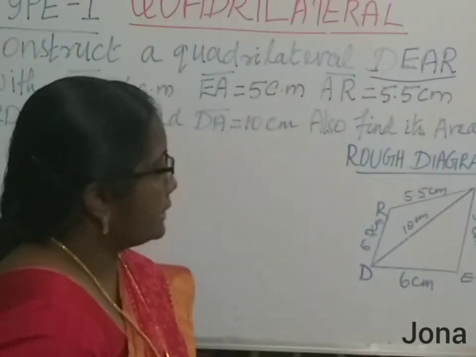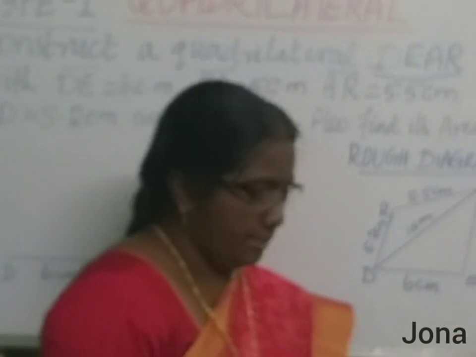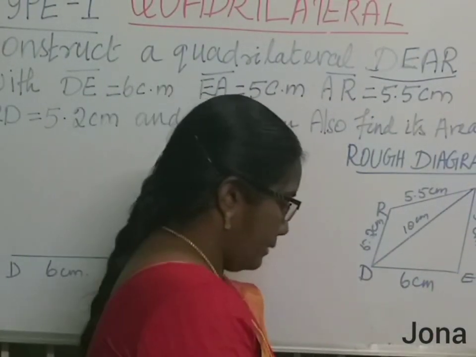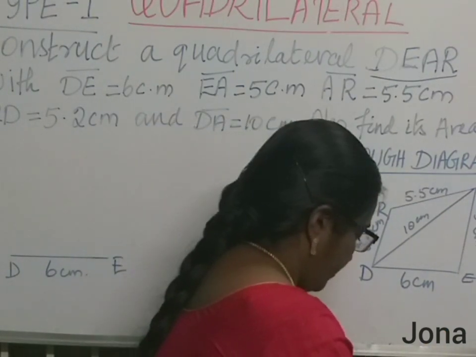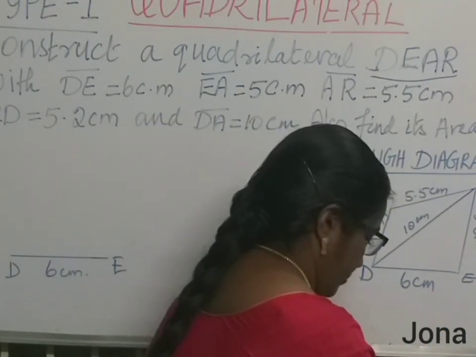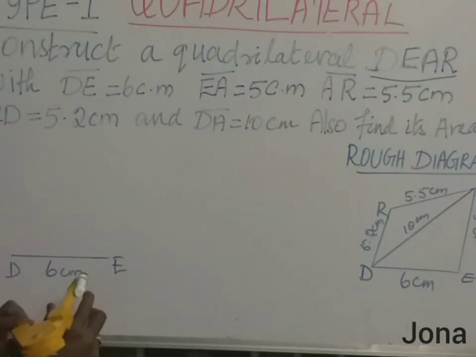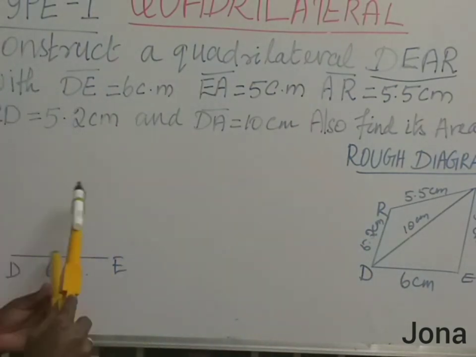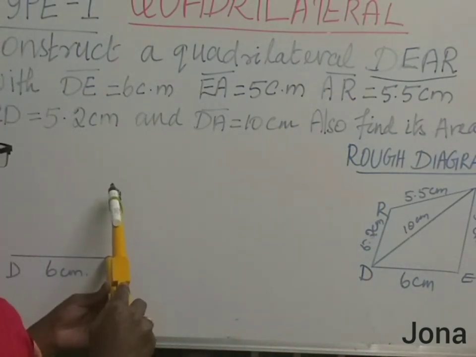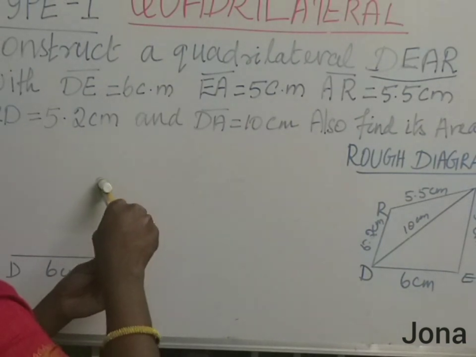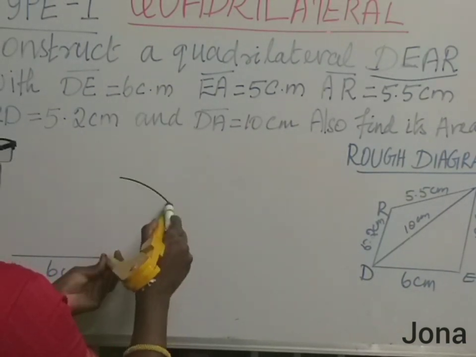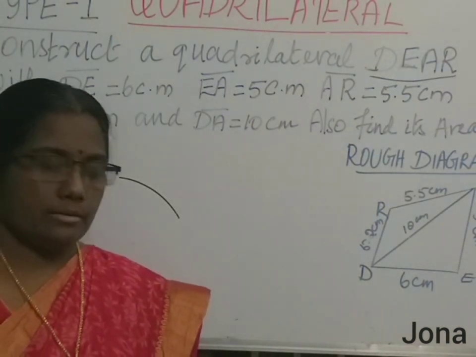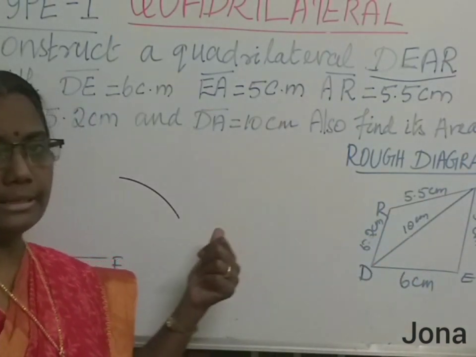I can take this AE as 5 cm. So by using the compass I have to draw 5 cm here. Take 5 cm in a scale. So I can draw 5 cm. We have to keep the compass here only. So from E to A, draw 5 cm. So I drew the 5 cm in radius.